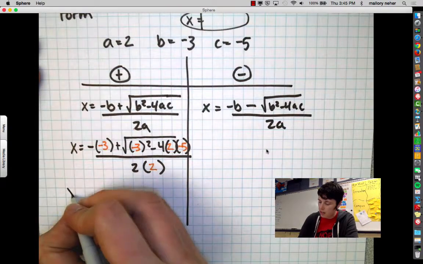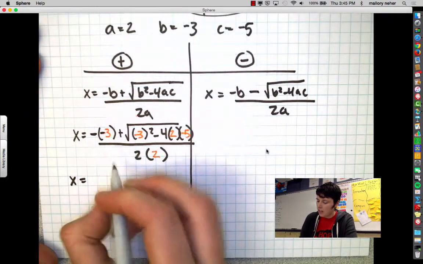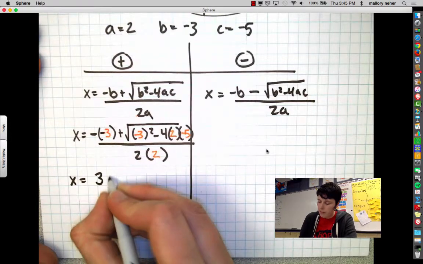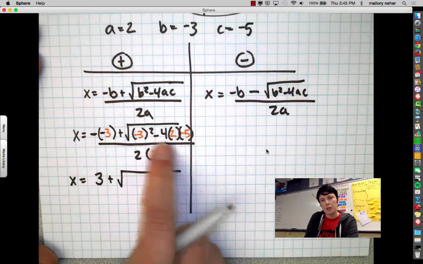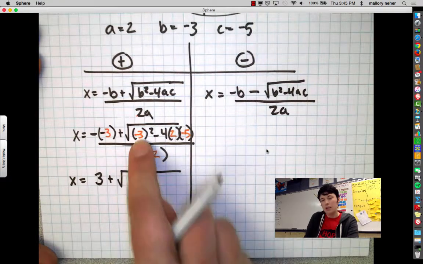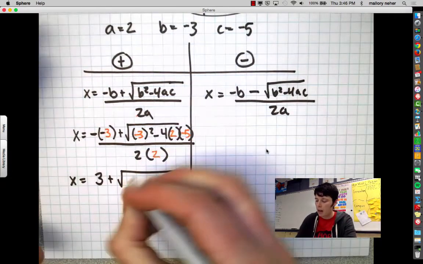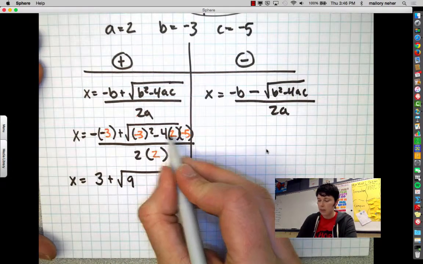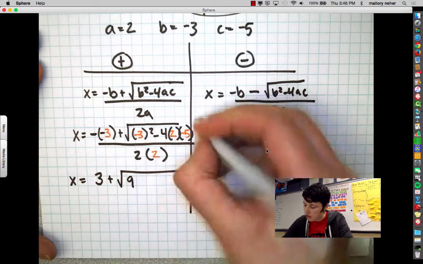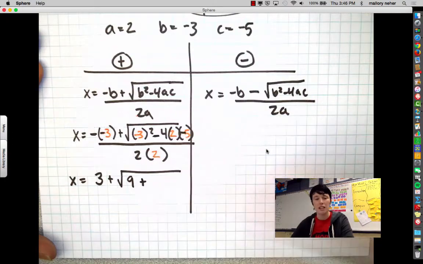So x equals a negative negative 3. A double negative turns it into a positive 3 plus a big square root. I always go slow and clean up my square root. So negative 3 squared means negative 3 times negative 3. So that's a positive 9. And then minus 4 times 2 times negative 5. Look at this. There's a minus and a minus. There's two negatives here. That's going to turn into a plus sign.